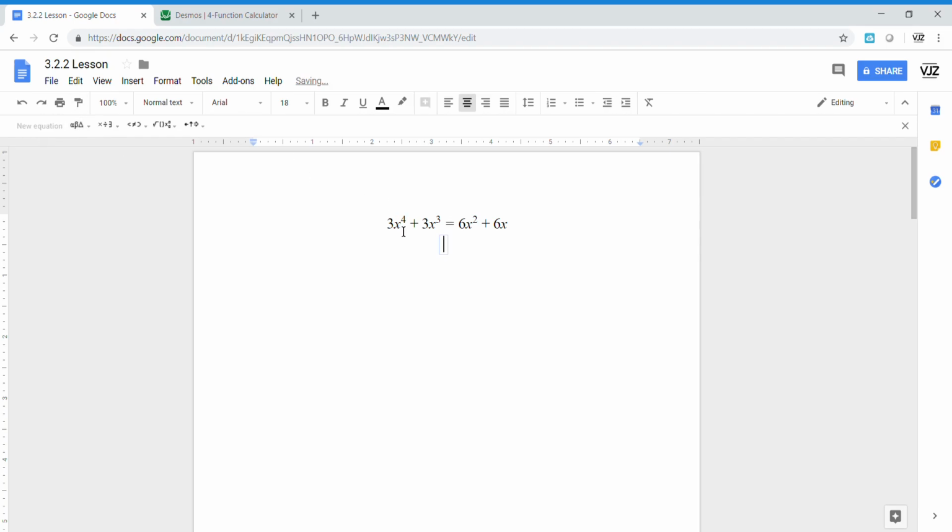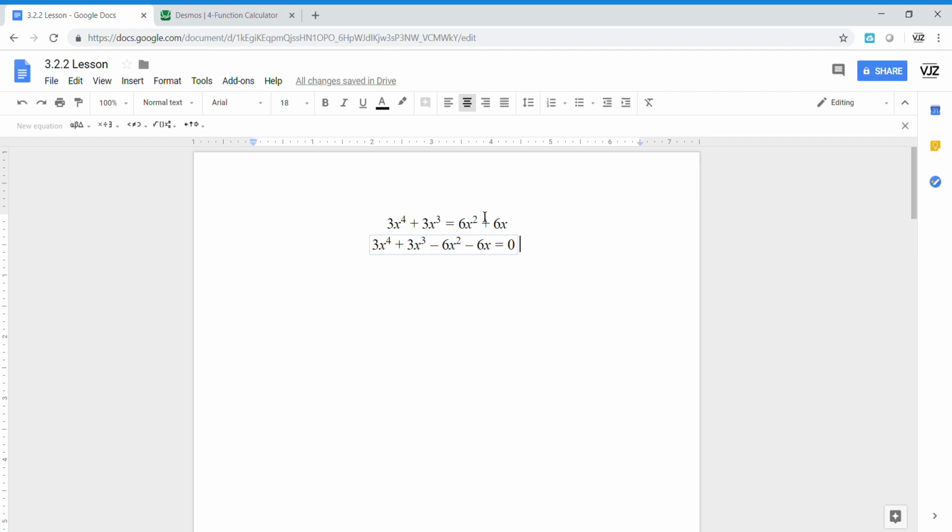So we have an equation: 3x to the fourth plus 3x to the third equals 6x to the second plus 6x. All we have to do is multiply this by this and we'll get the answer. But first we need to move 6x squared plus 6x to the left side. So it will become 3x to the fourth plus 3x to the third minus 6x to the second and minus 6x equals 0.